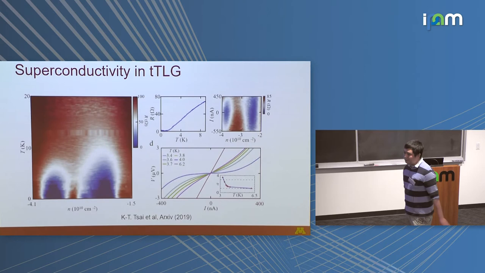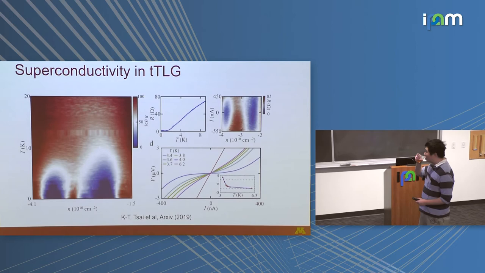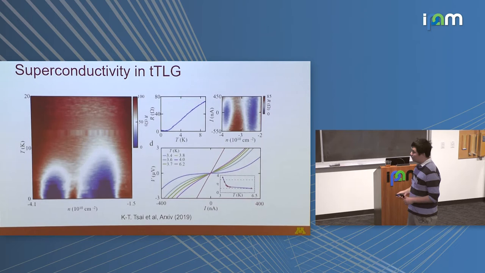Let me just ask the question again. At 100 millitesla, what does that lower plot there look like? What is the lower plot? Millitesla out of plane. Does this, quote unquote, critical current get smaller? It does get smaller, yeah.